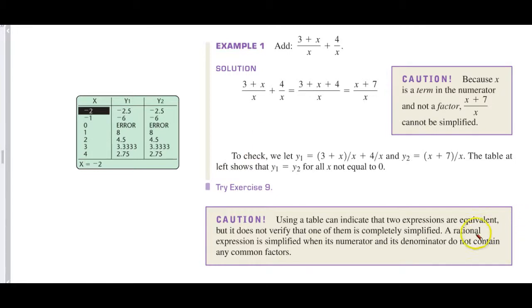Now, one of the cautions they're giving us towards the end here is, could you have canceled something out? And you might say, how about these x's here? Well, this is a term, this is a term. You can only cancel out common factors. And they're showing it there as well.